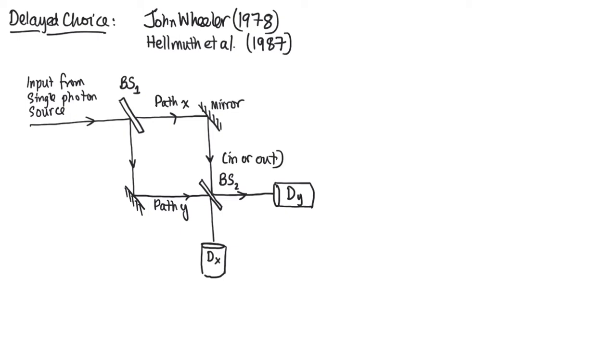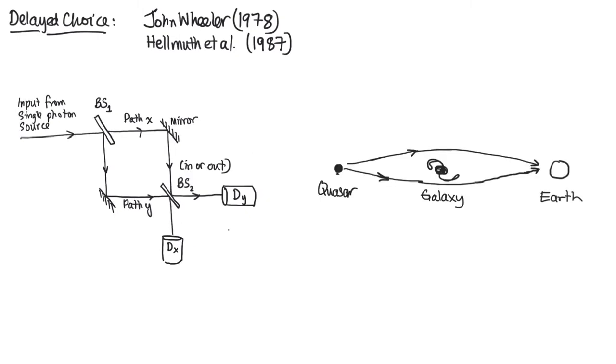So this to me is fascinating and bizarre. But you can make it even more dramatic by taking this delayed choice experiment to an extreme. And this extreme extension was also proposed by John Wheeler. The proposed experiment looks something like this.